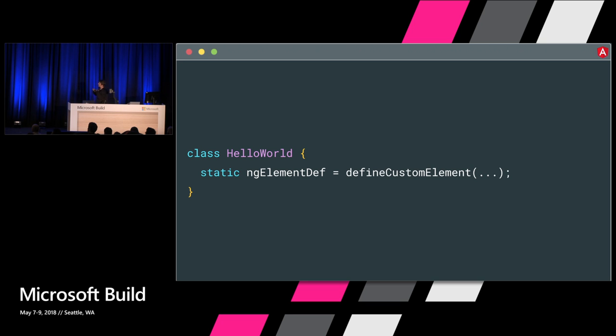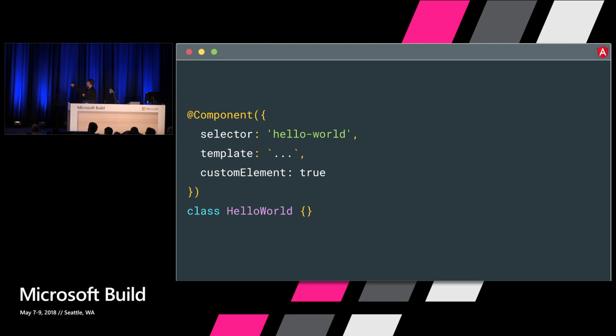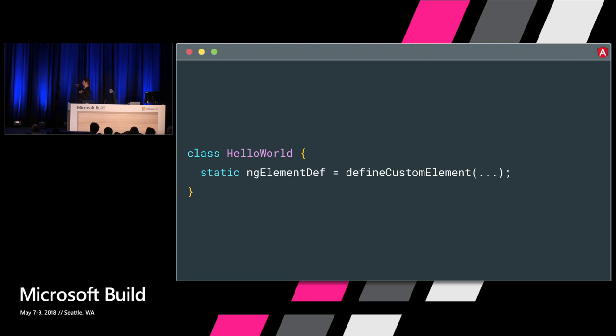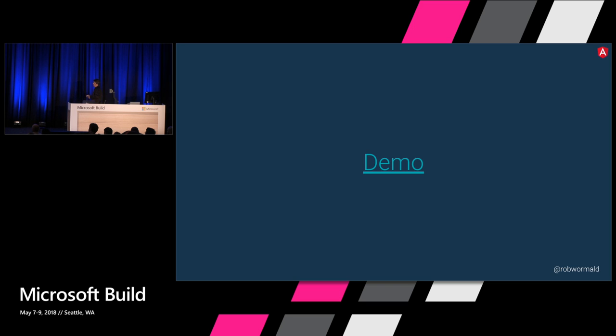Don't worry too much about this, but when we take that decorator that you do here, we down-level it to a custom element definition. So now you've got your Angular component that's got its Angular element definition connected to it, so you can just work with it. I've got a demo of this just to show you real quick.